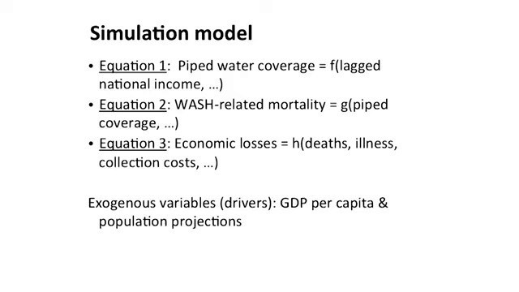We need some kind of technique to do this, and what we're going to use is a three-equation simulation model. In the first equation, piped water coverage is a function of national income. In the second equation, WASH-related mortality is a function of piped coverage. And in the third equation, we try to estimate economic losses as a function of deaths, illnesses, and other costs that households incur from having poor water and sanitation conditions. It's actually rather surprising that this hasn't been done before, but what I'm going to show you then is a picture of where the world's headed in terms of water and sanitation coverage and where problems will remain.